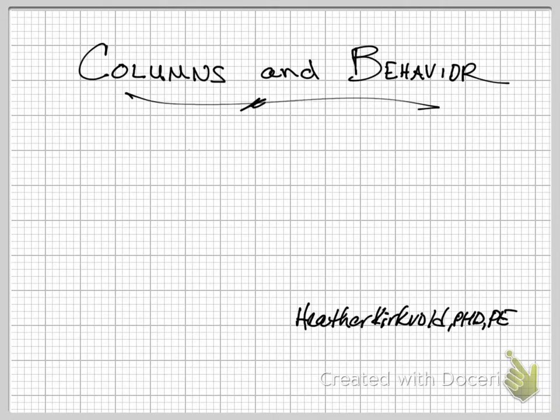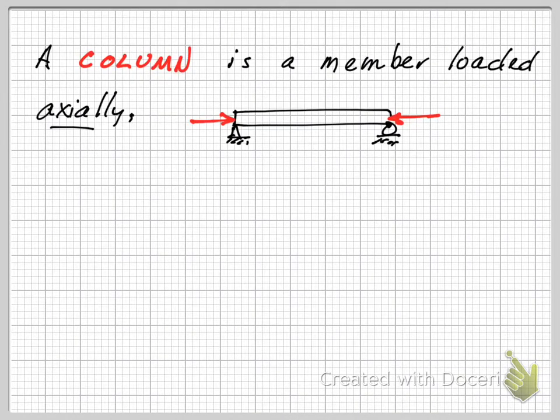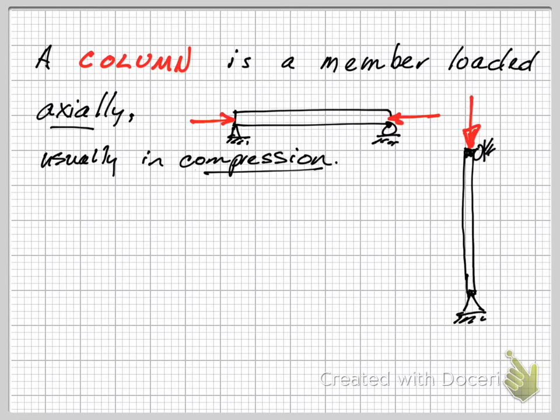We're going to start a series of short videos on columns and column behavior. To begin with, defining a column, we want to talk about a member that's been loaded axially and normally in compression. We've seen this before for loadings normal to the cross-section of the beam. And usually we see columns vertically loaded.